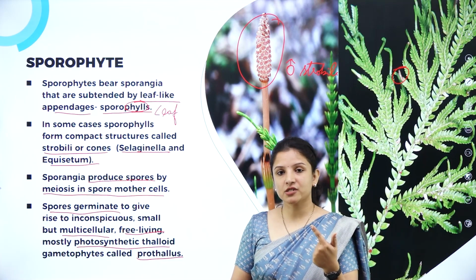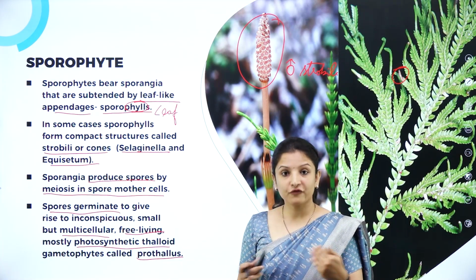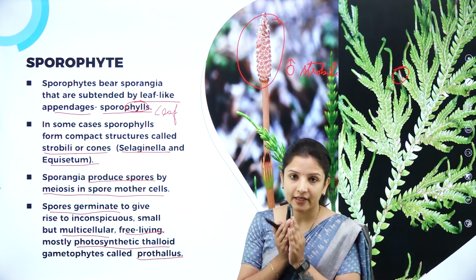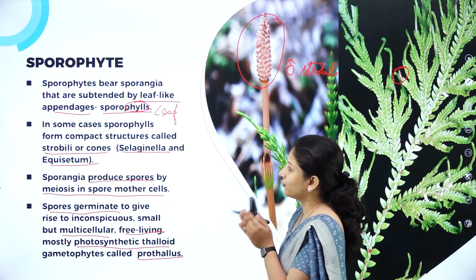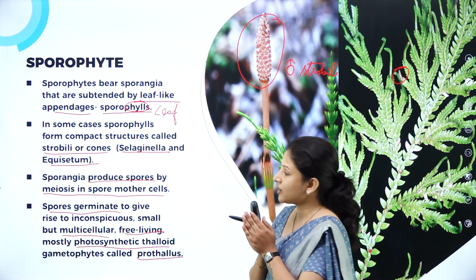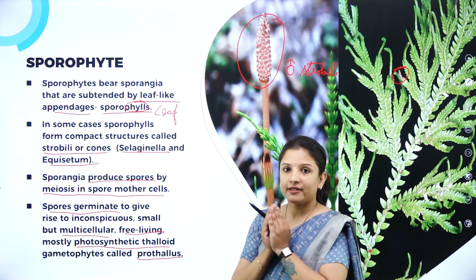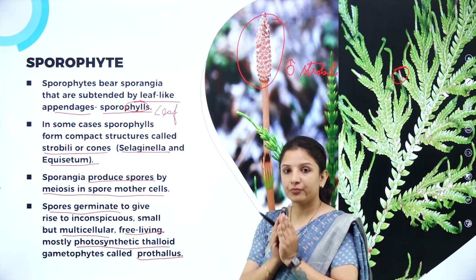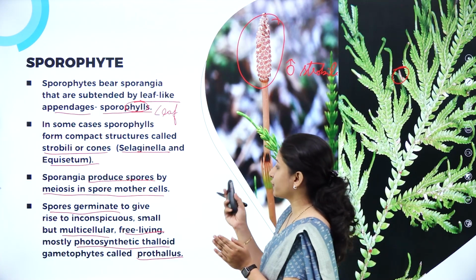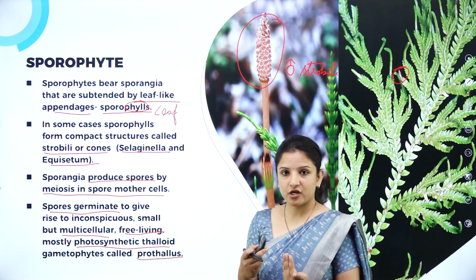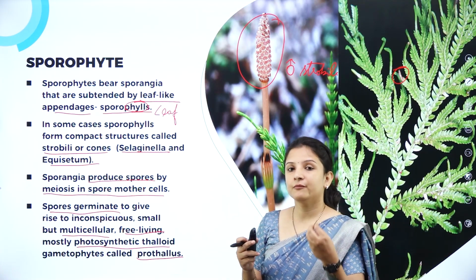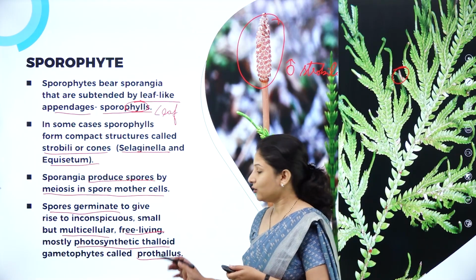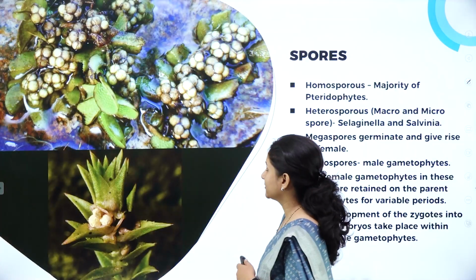It will develop sporangia, wherein in the sporophyte, sporophylls, or leaf-like structures, form a compact arrangement to form strobili or cones. In the sporangia there are spore mother cells. These spore mother cells undergo meiosis, or reduction division, to produce spores. These spores will germinate. Once they germinate, they form a thalloid-like structure, which is called the prothallus. Now we'll look into what will happen to this prothallus.